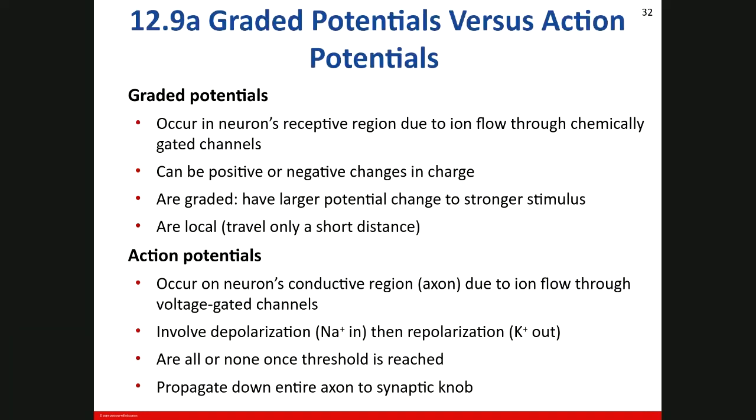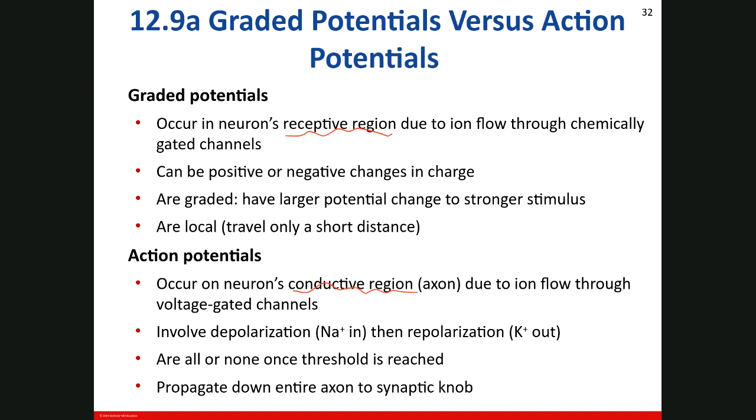Now, I want to talk about the differences which we have between graded potential and action potential. First, you need to know that the location of the graded potential is the receptive segment of our neuron. But the action potential happens in the conductive segment. So this is the first difference between them.